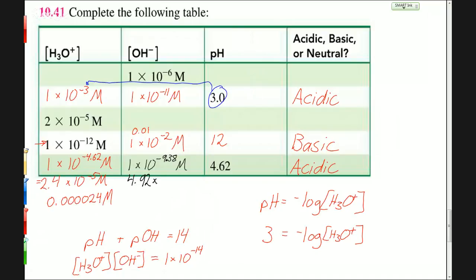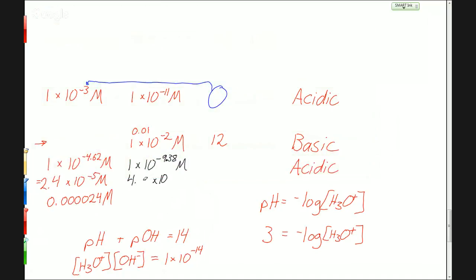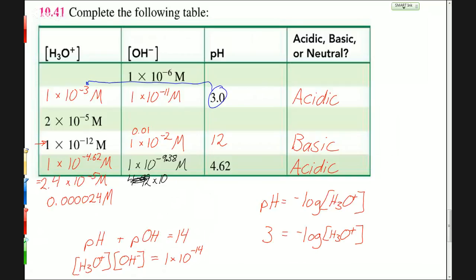Now I've got problems here. Let me just try that again. 4.2 times 10 to the minus 10 molar.